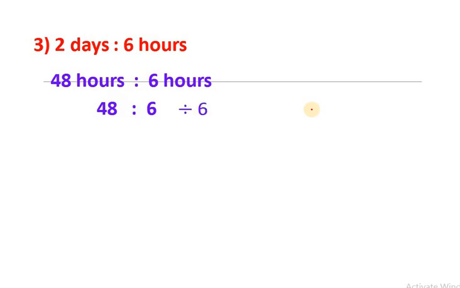Days to hours. First of all, what should I do? Look at the greatest unit. The greatest unit here is days. A day has how many hours? 24. So I will multiply the greatest unit, days, by 24. 2 times 24 will be 48 hours, and here 6 hours. So I have the same unit, hours. I will write 48 to 6, and then simplify. 48 divided by 6 is 8, and 6 divided by 6 equals 1. 8 to 1. So the ratio between 2 days to 6 hours is 8 to 1.